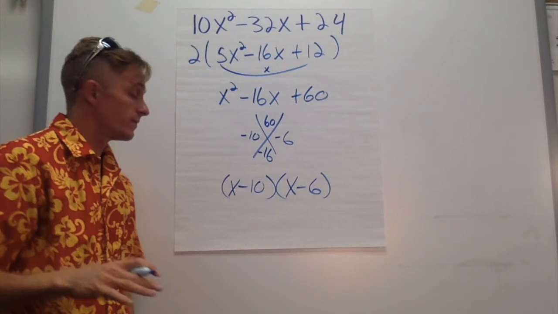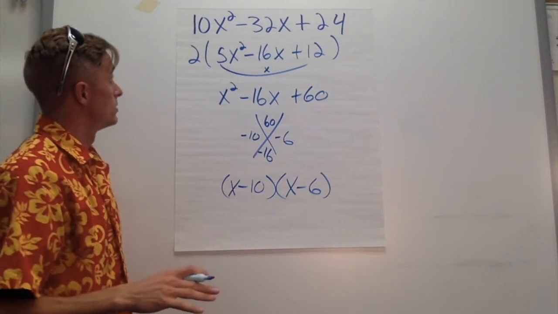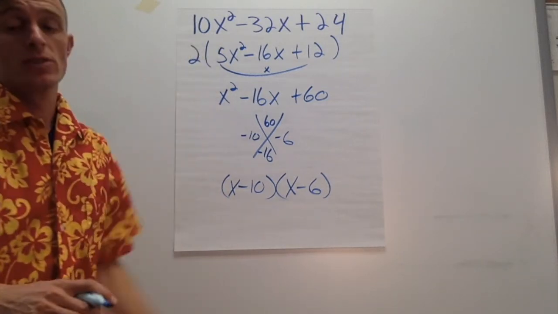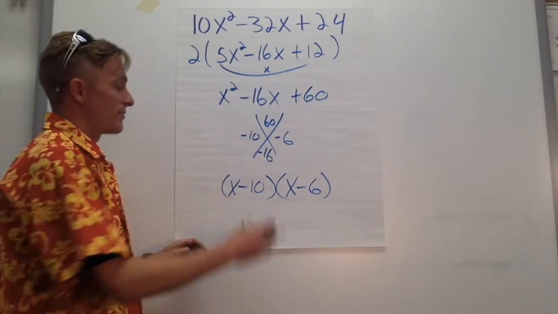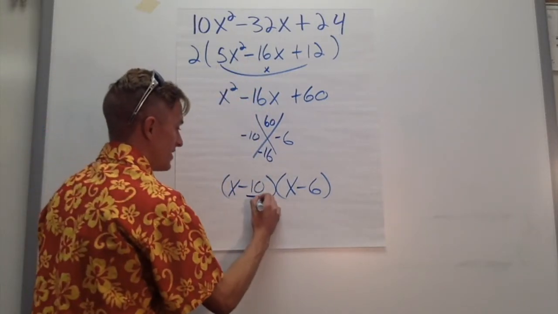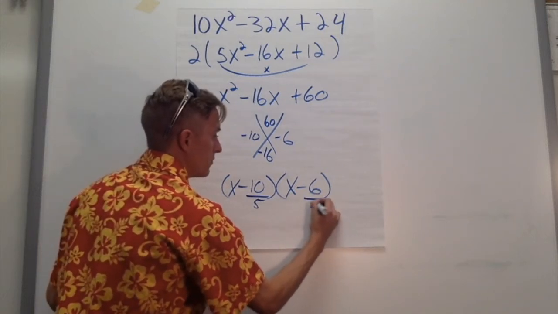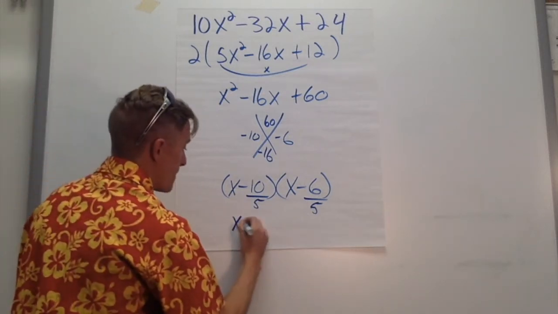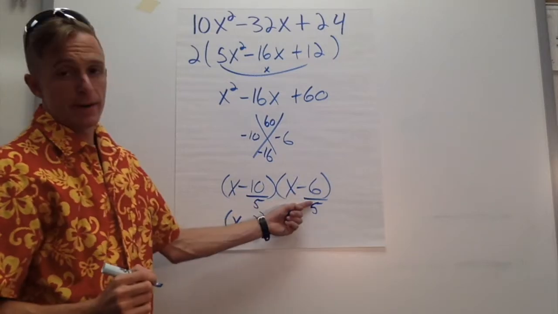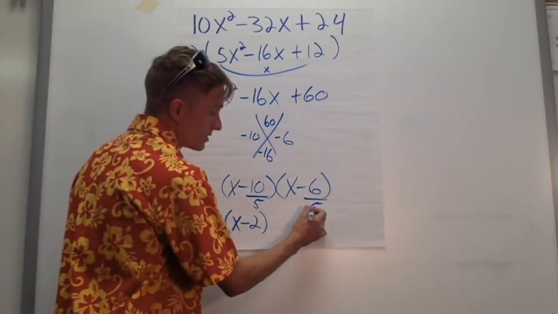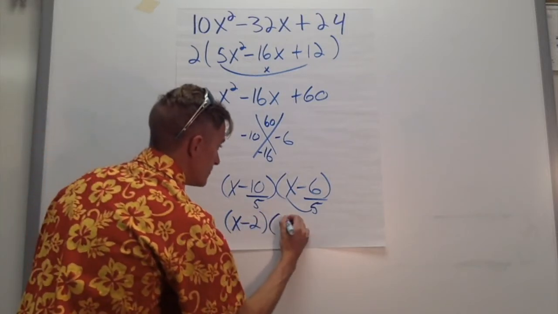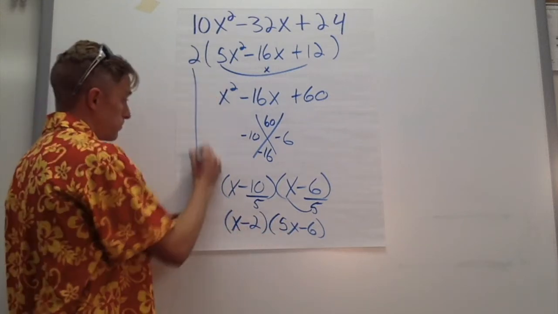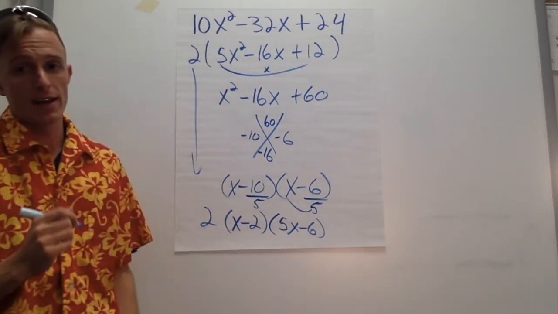All right? Hopefully you haven't made a mistake yet. Whew. Where are we at? What number did we drop from this step to this step? We dropped a 5. So we have to bring a 5 back. 10 divided by 5 is 2. So that's x minus 2. 6 divided by 5, you cannot reduce that fraction, so we just do bottoms up. Bring the 5 up. That is 5x minus 6. These are your two factors. Bring down the 2. And that is your final answer.